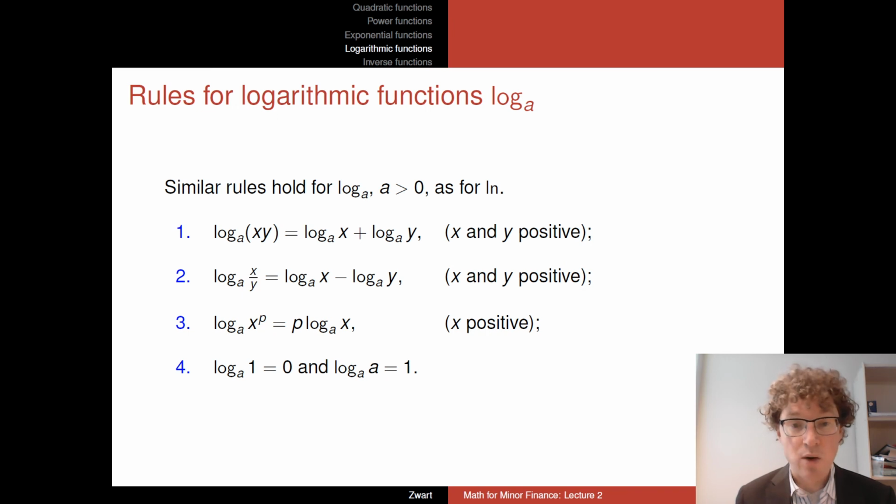And since a to the power 1 is a, so 2 to the power 1 is 2, or 10 to the power 1, that's 10. And similarly, the a log of a is going to be 1. So quite similar rules as we had for the natural logarithm. So do we need to learn all of this by heart? Well, you might, but you might also always just convert any a logarithms that you see into natural logarithms.